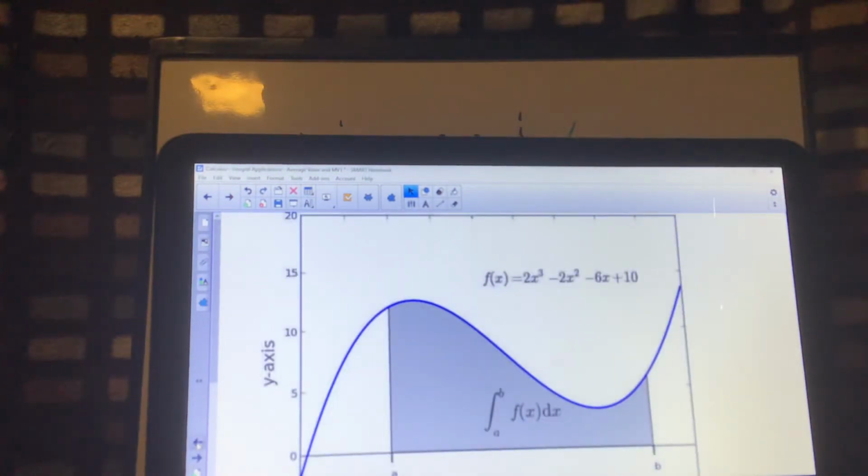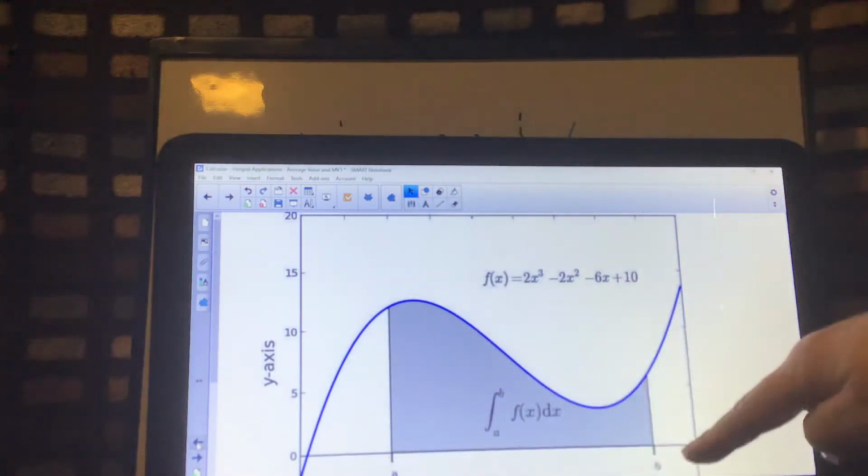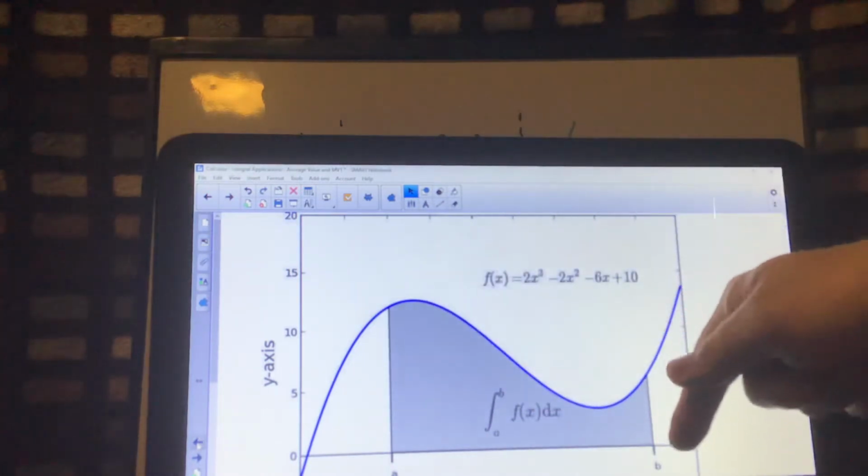All right, so it's always good to have some kind of visual example to wrap your head around. So this is just a picture of a function. You can see up in the corner it says f of x equals 2x cubed minus 2x squared minus 6x plus 10. So it's your typical cubic polynomial. And there's an interval from a to b. The picture I found at a to b, I mean, those are usually numbers. It could be like 1 to 4 or 17 to 500, whatever.